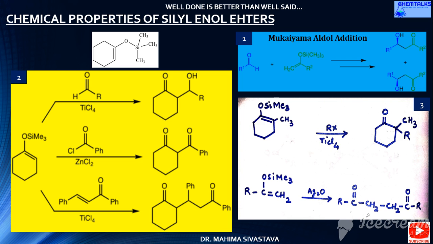If it is phenyl, then TiCl4 is to be used, whereas if it is alkyl, then Ag2O is to be used. So these were some of the chemical properties of silyl enol ethers.